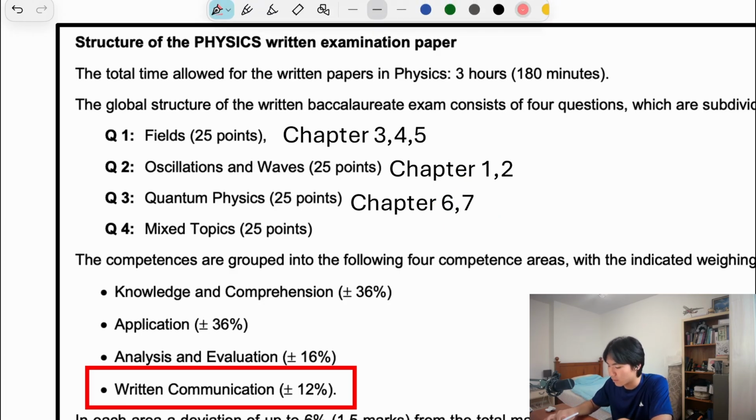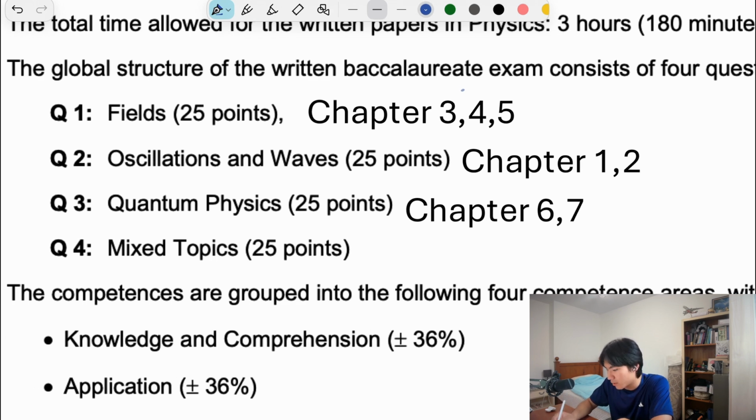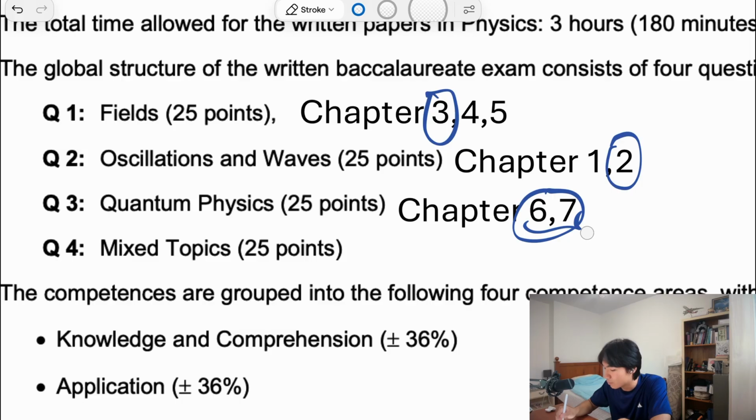For example, in question 1, generally, in my experience, you're tested on maybe gravitational potential energy or gravitational fields or electric fields. Question 2, you might be asked on maybe standing waves. And then question 3, you might be tested on just quantum physics in general, because these aren't technically separate chapters. I just put them into separate chapters because I don't want them to be too long.